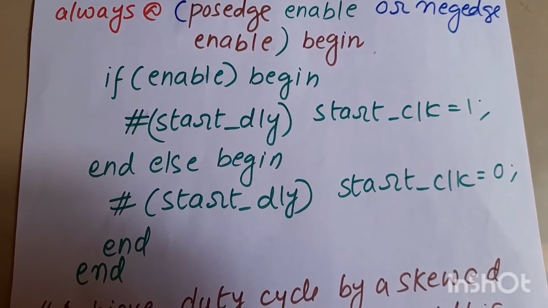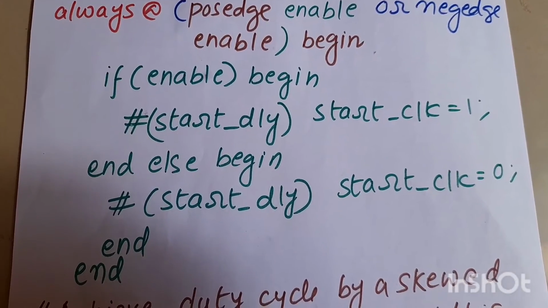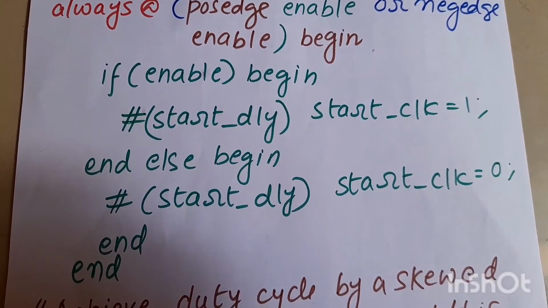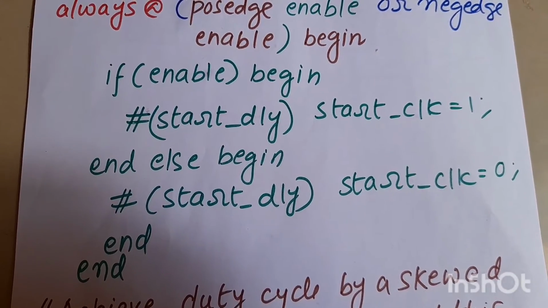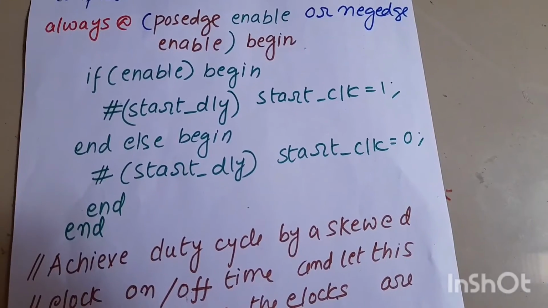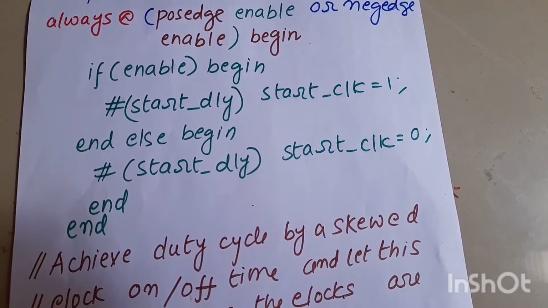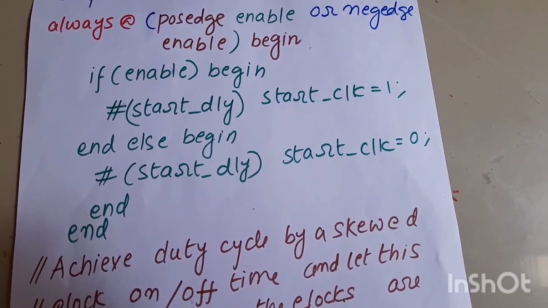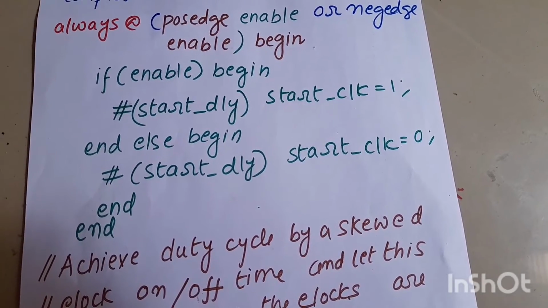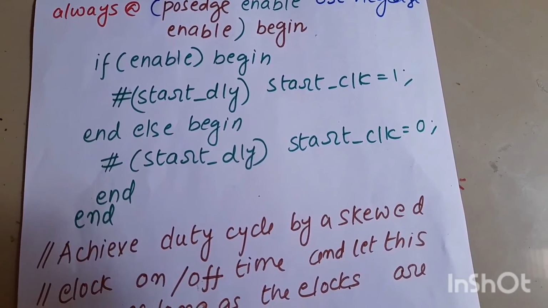And if the enable is 0, there also I will wait for start delay time unit, and I will put the start clock to 0. So we generated the start clock. Start clock को हमने कहाँ से जनरेट किया था? Enable इनपुट से. जो आपका इनपुट है मॉड्यूल का, उसके ऊपर मैंने बेस करके स्टार्ट क्लॉक जनरेट किया था.